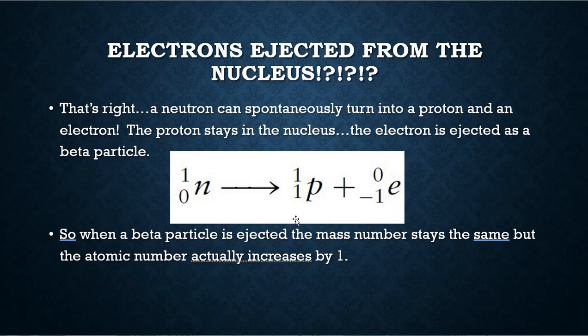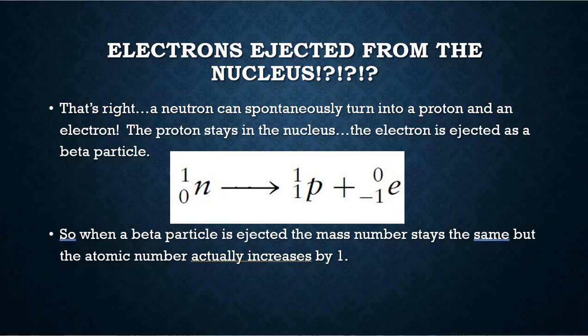Okay, so maybe when I said an electron gets ejected from the nucleus, that threw up a red flag for some of you. And it probably should have, because we just spent the entire first part of this unit talking about the electrons that are on the outside. And that's the truth. There are no electrons in the nucleus.